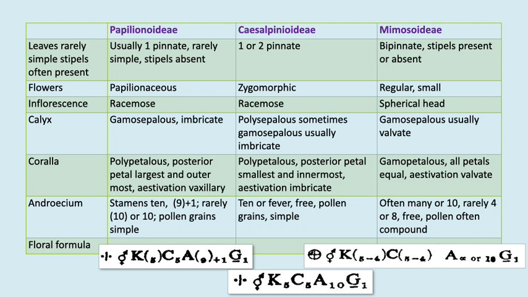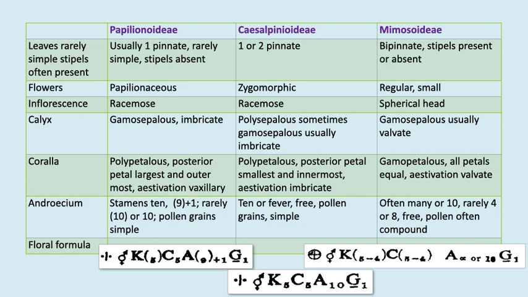In Papilionoideae, corolla is polypetalous, posterior petal larger and outermost, aestivation is vexillary. Corolla features in Caesalpinioideae are polypetalous, posterior petal smallest and innermost, aestivation is imbricate. In Mimosoideae, corolla is gamopetalous, all petals equal, aestivation is valvate.